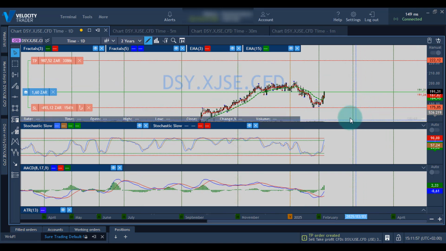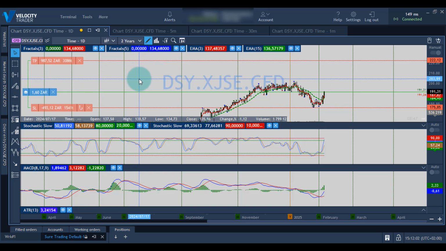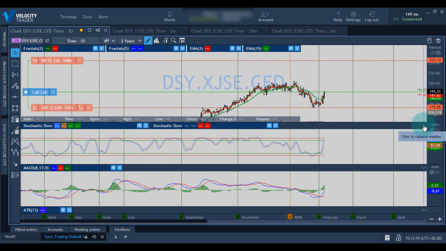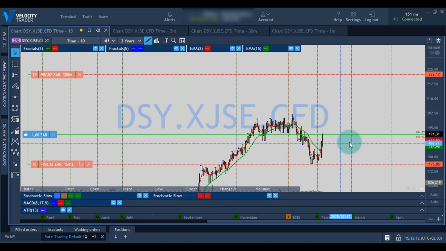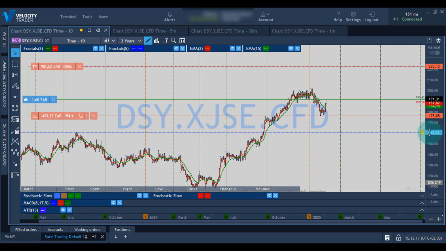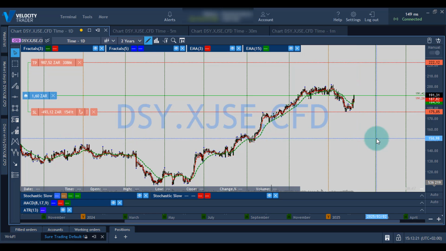So there you go, we're in a trade now. We're 160 up as things stand. Our stop loss is 493 Rand away, and our take profit is 987 Rand away. Let's just make this bigger so we can see more of a bigger picture. So that is what we're aiming for with this trade.